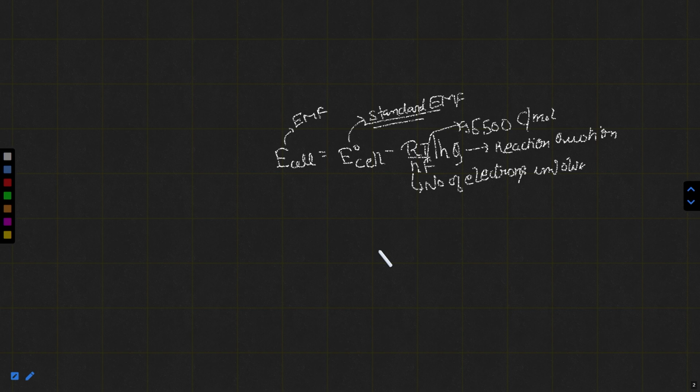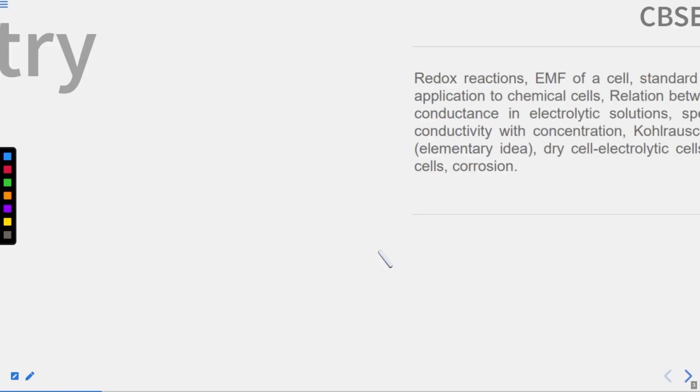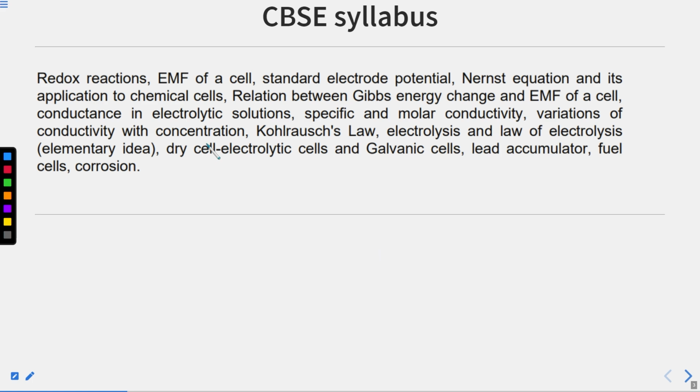If you look at the syllabus right now, we have covered up till this part. Today is mainly about the thermodynamic aspect, specifically the Gibbs free energy change related to our equation and how it is related to the EMF of the cell. So this is our today's topic.